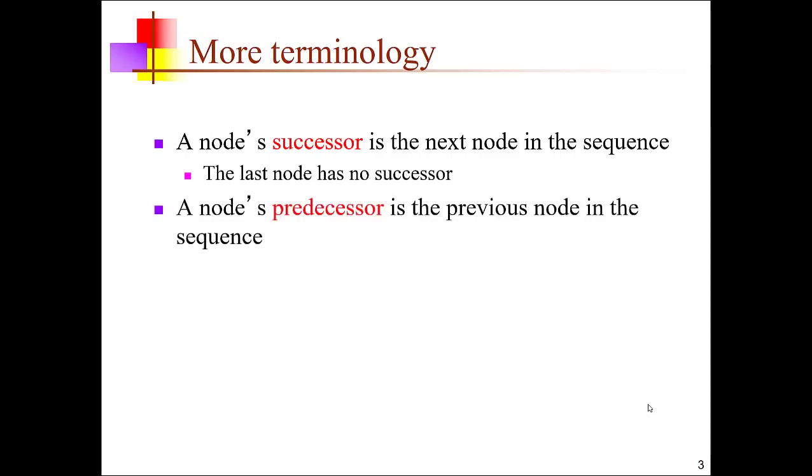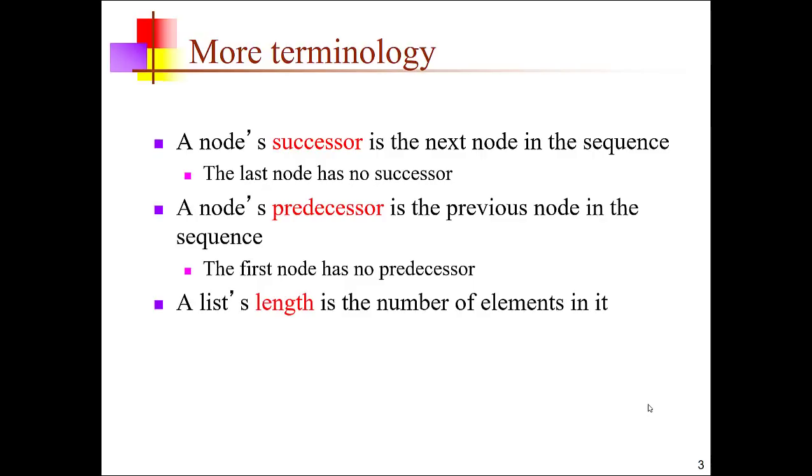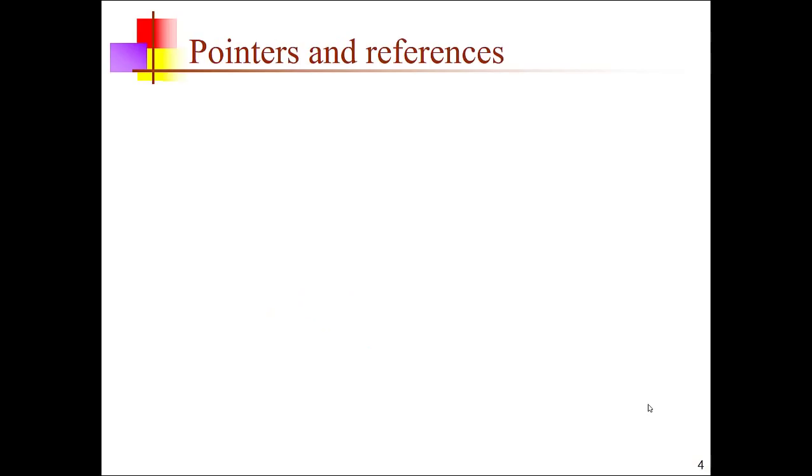A node's predecessor is the previous node in the sequence. Now, we're not going to be talking about this right now, but there is something called a doubly linked list where you can actually link up a level. Our linked lists are only going to be one way, but there is a possibility that you can have two-way linked lists. The first node has no predecessor, as the last node has no successor. A list length is the number of elements in it. A list can be empty with no elements.